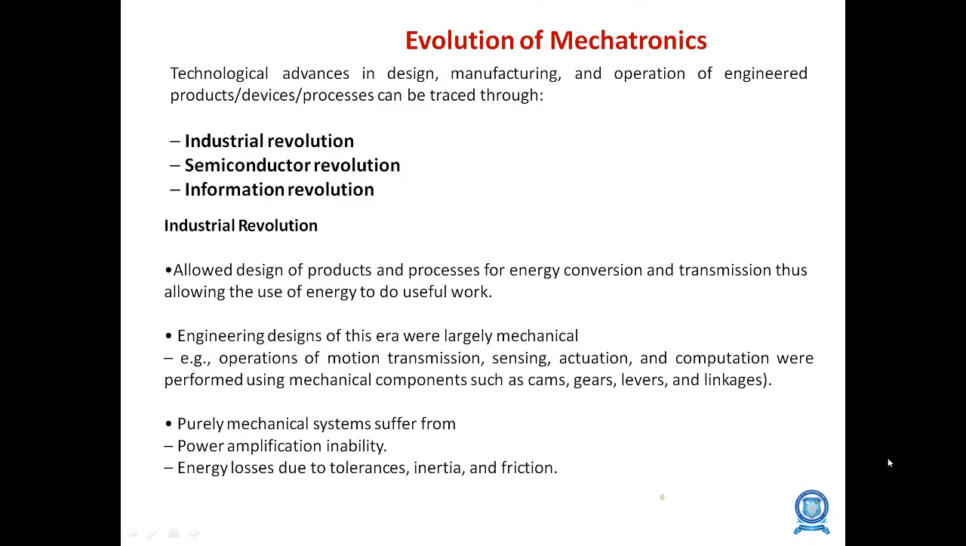Evolution of mechatronics. The technological advances in design, manufacturing, and operation of engineered products, devices, and processes can be traced through the Industrial Revolution, Semiconductor Revolution, and Information Revolution. The first one, Industrial Revolution. It allowed design of products and processes for energy conversion and transmission by allowing the use of energy to do useful work.